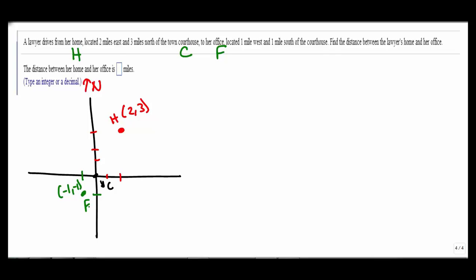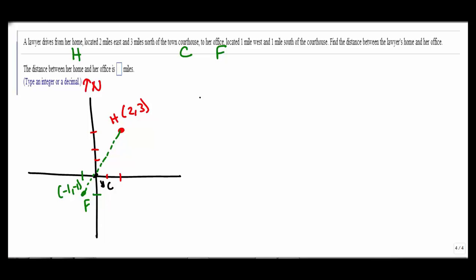So basically what I'm trying to do is find the distance between these 2 points. Now I can't necessarily say whether it passes through the origin or not. I don't know if she drives right by the courthouse because my scale is not great here. But I'm basically looking for the distance between these 2 points.